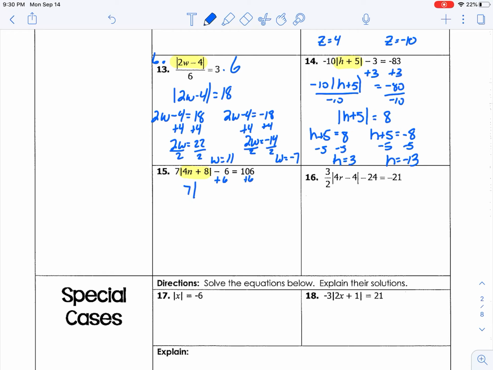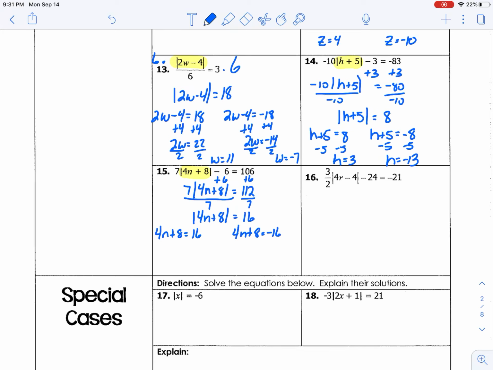So we have 7 times the absolute value of 4n plus 8 equals 112. We're going to divide the 7 out of there. And so that means that the absolute value of 4n plus 8 is going to equal, what is that, 16, I believe. And now we're ready to solve that. 4n plus 8 is equal to 16. 4n plus 8 is equal to a negative 16.